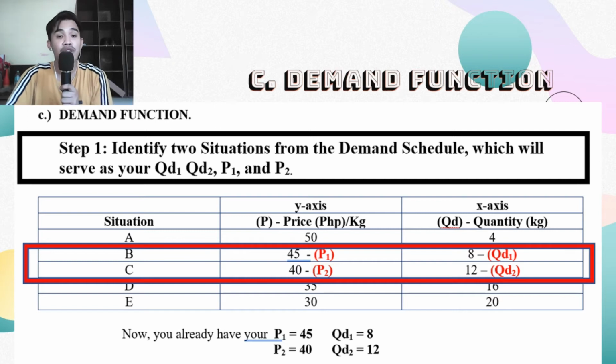Okay? So now you already have your given. So may given na tayo. So P sub 1 is equal to 45. P sub 2 is equal to 40. QD sub 1 is equal to 8. Then QD sub 2 is equal to 12. So we will be using this one in the succeeding step. So kindly take this down in your notebook. Isulat nyo para hindi natin makalimutan. Okay? So let us proceed.